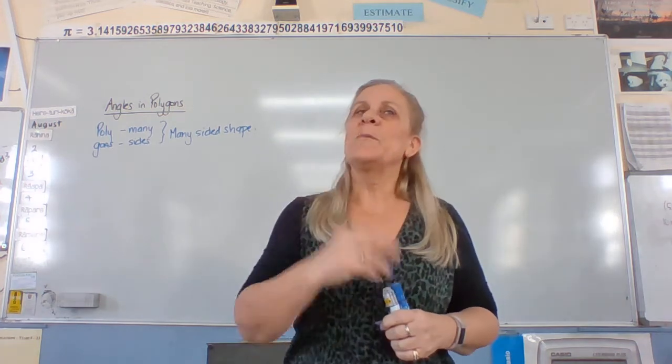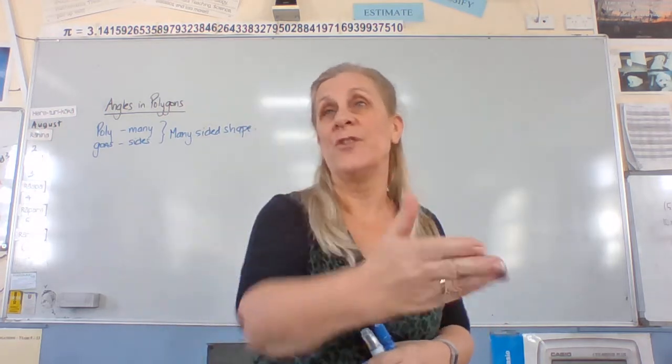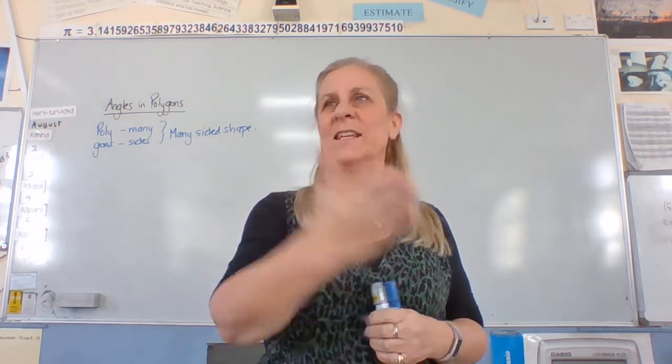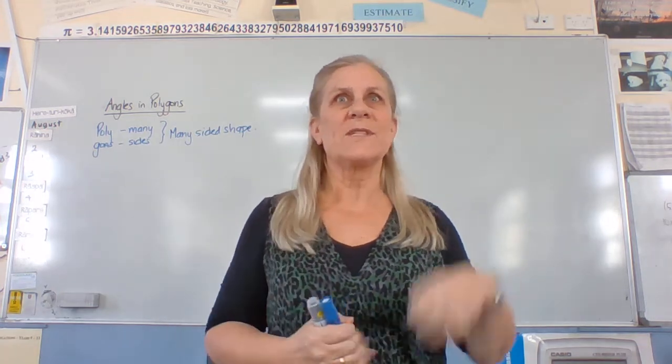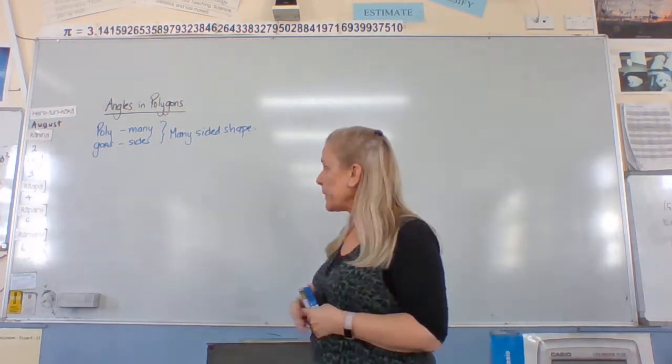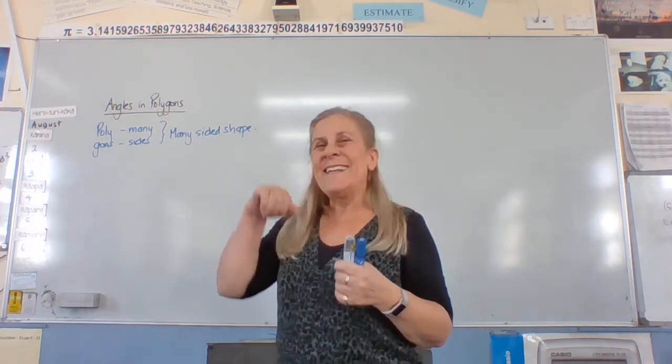And a 10-sided shape, decagon. And those same words are all coming through at the moment in the athletics, right? They're doing the heptathlon or they're doing the decathlon. That means 7 or 10 events. Okay, so what we want to do is talk about angles in a polygon.